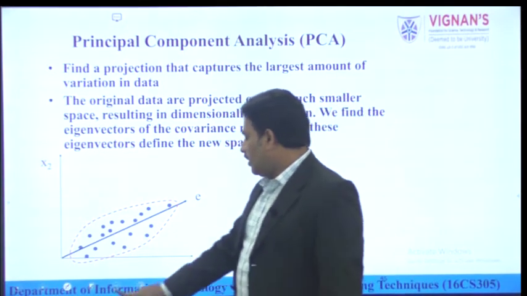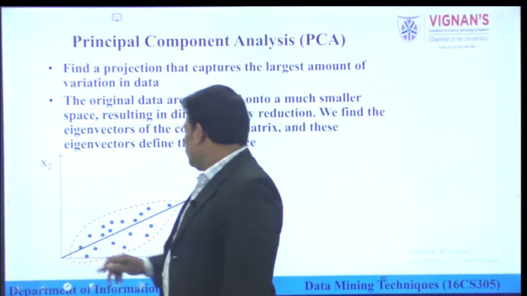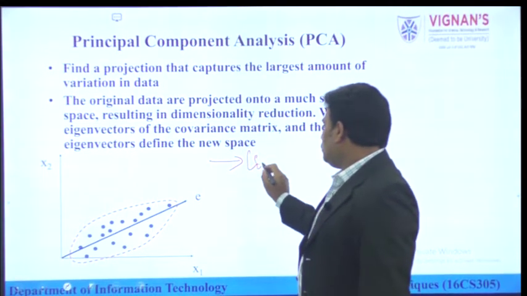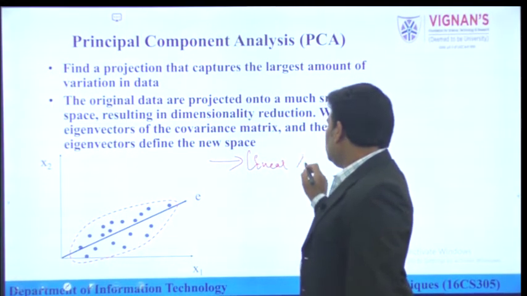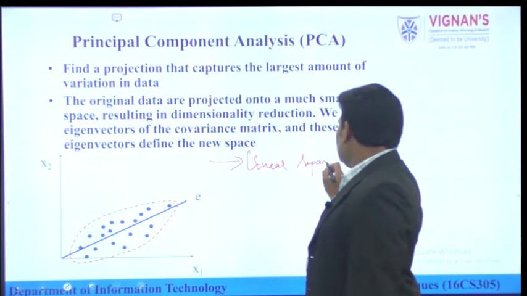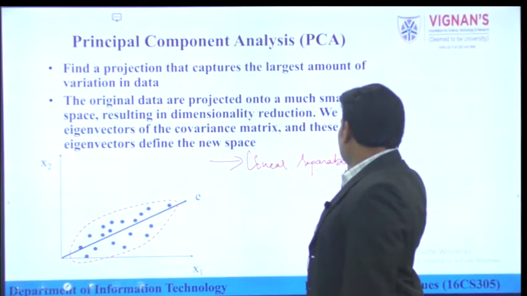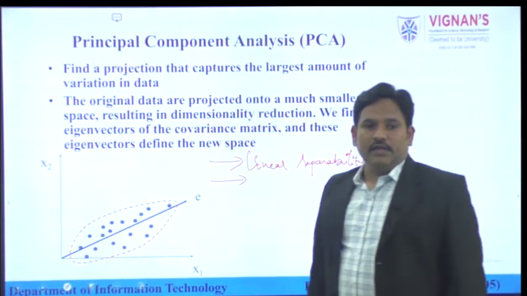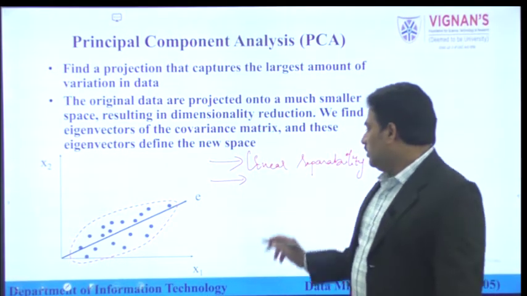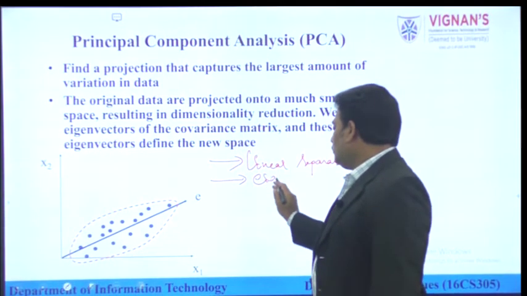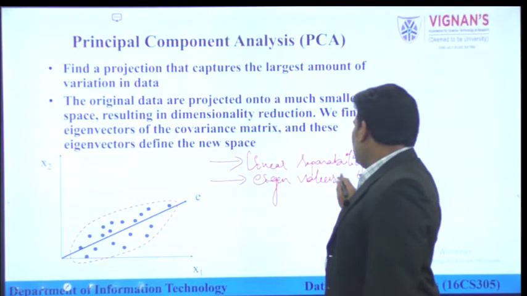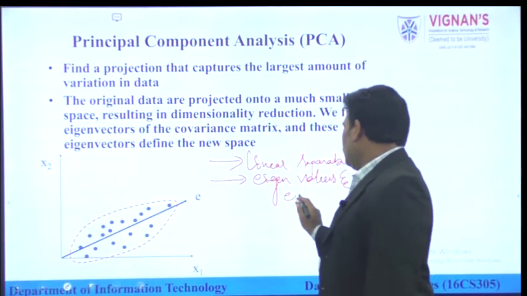The principal component analysis will do linear separability on the data. And the next one, how the linear separability is going to be selected, it will be created by applying the required eigenvalues, and eigenvectors are going to be created.